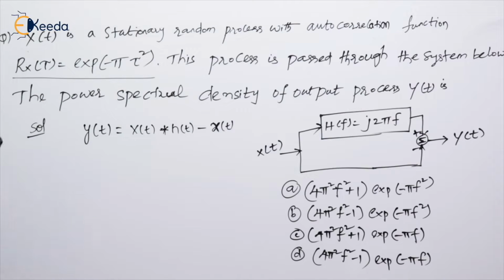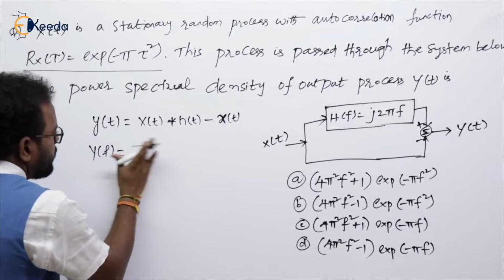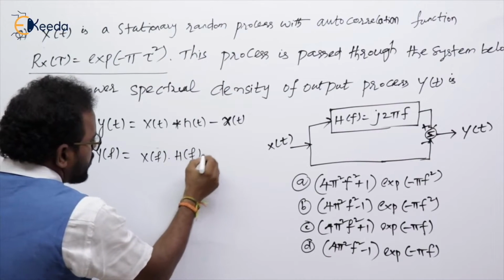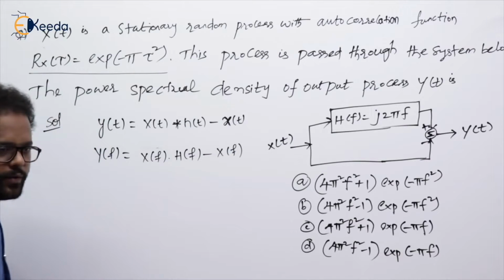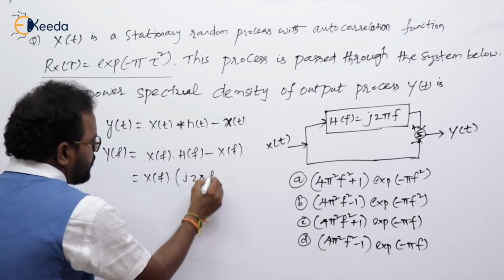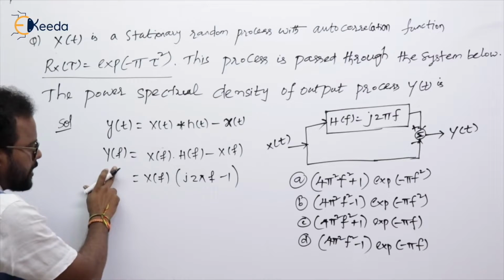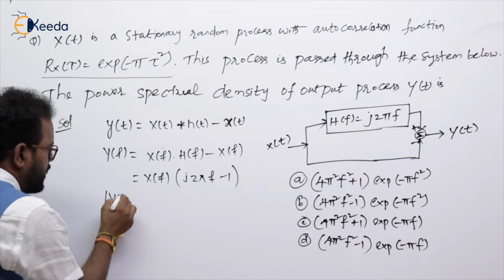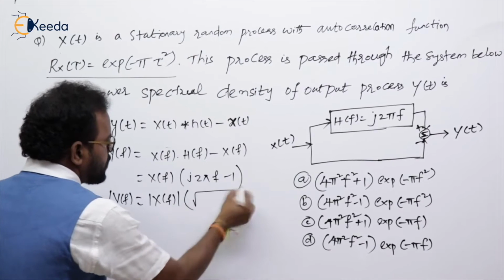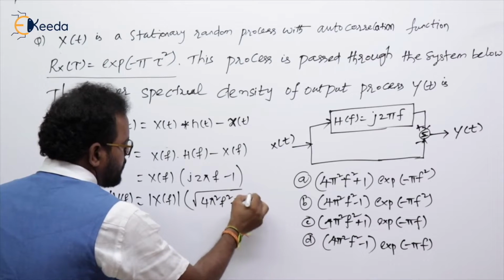After getting y of t, apply Fourier transform, then Y of f equal to X of f, convolution will become multiplication, H of f minus X of f. Take X of f common, then remaining is j2 pi f minus 1, because H of f value is given as j2 pi f. After getting the Fourier transform, take the modulus. So mod Y of f equal to mod X of f into modulus of this. That is root of (2 pi f) square plus 1 square.